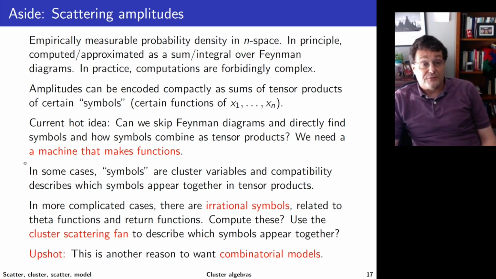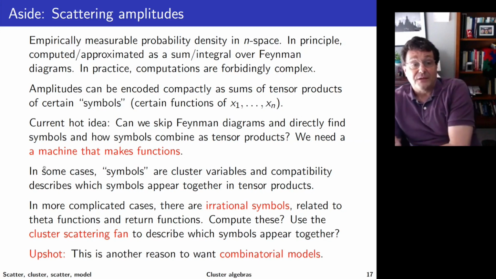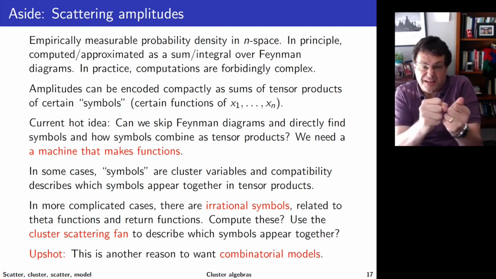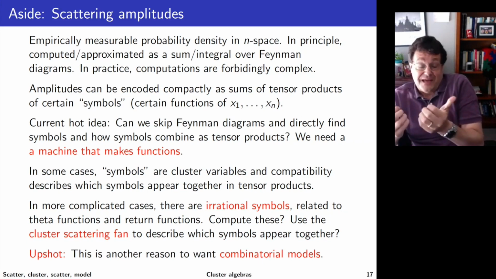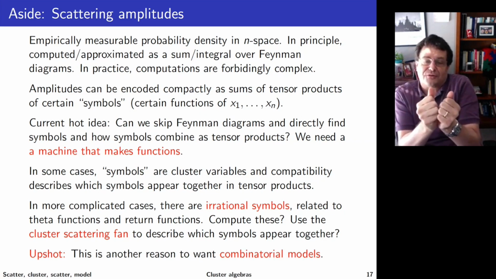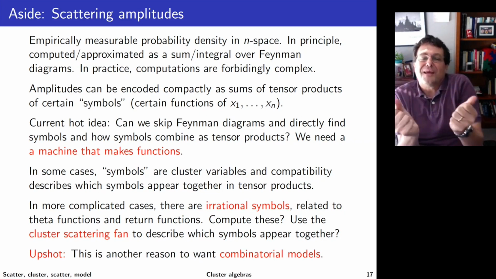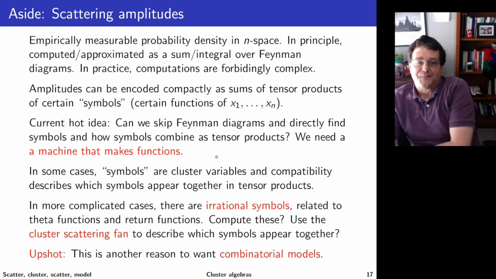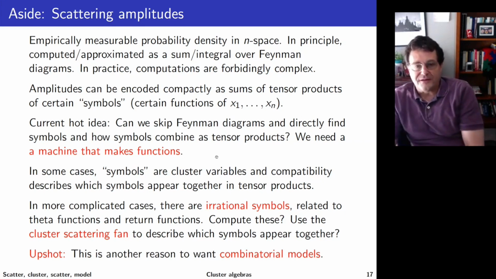Now, people have observed that in some cases, the symbols are cluster variables, and compatibility, because remember, cluster variables can be in a cluster together or not. And in some cases, compatibility, whether those two symbols are in the same cluster of cluster variables, is telling you whether they can appear together in these tensor products. Again, this is just really the lightning fast overview.